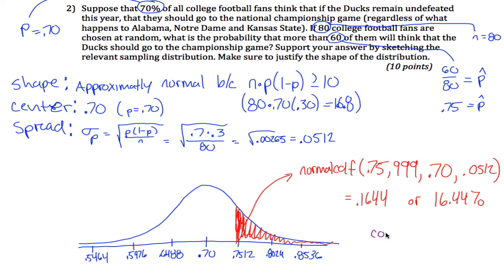Could also look up z, which would be 0.75 minus 0.70, the mean, divided by the standard deviation. What's that? A little bit less than one standard deviation, 0.98. In the tables, that would give you the area below. If you do 1 subtract that, you get this. So I guess the answer is 16.44%, but it's because of that picture. That's the end of the quiz.